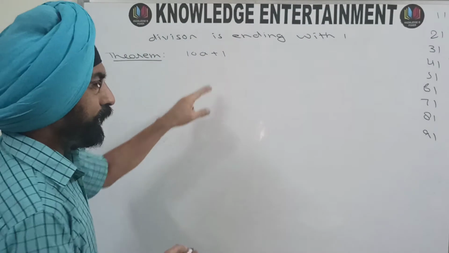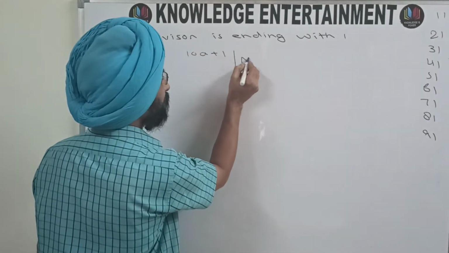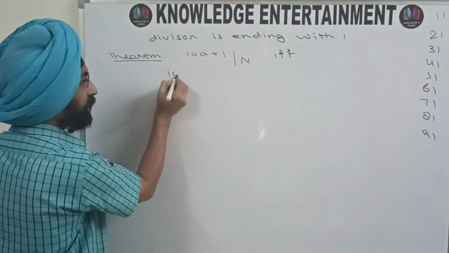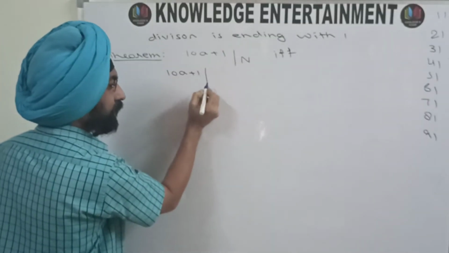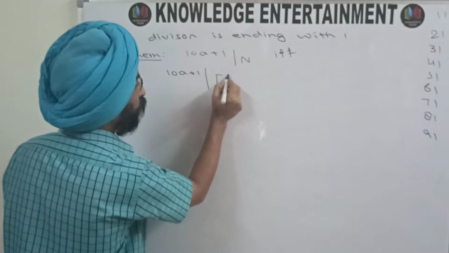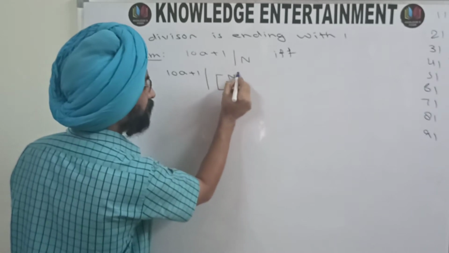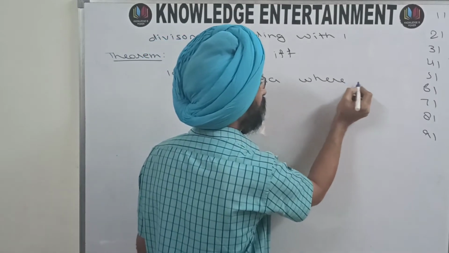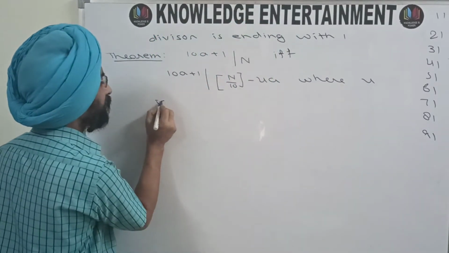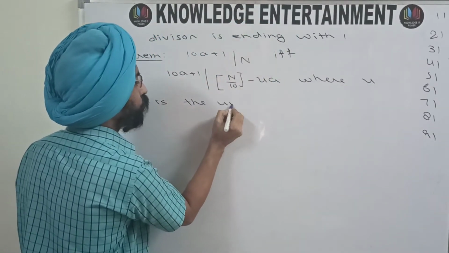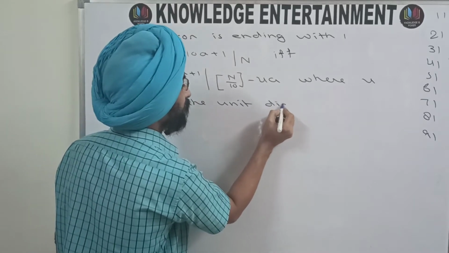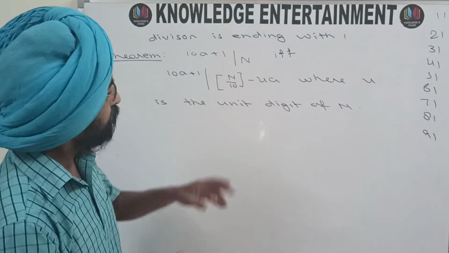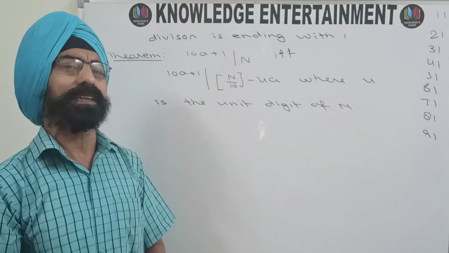So 10a plus 1 divides n if and only if 10a plus 1 divides floor of n by 10 minus ua, where u is the unit digit of n. And what is this box n by 10? It is the greatest integer function.